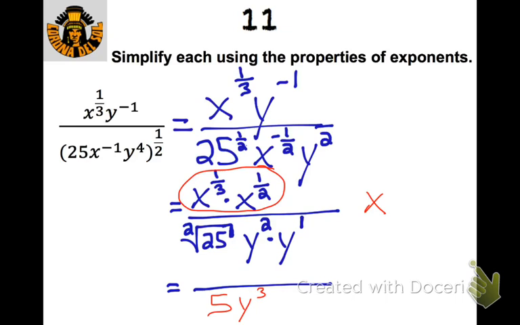So we need a common denominator. So let's multiply this by 2. Let's multiply the top and bottom by 2. And then let's multiply this one, top and bottom, by 3. That's what will make it a 6 on the bottom. So this first one will be 2/6, and then plus, and then this will be 3/6. So that means we're going to have x raised to the 5/6. So that would be your final answer.